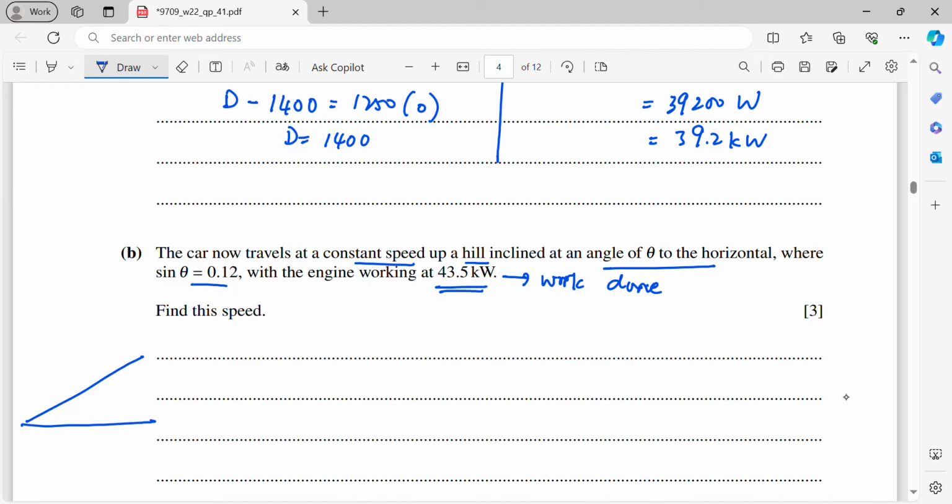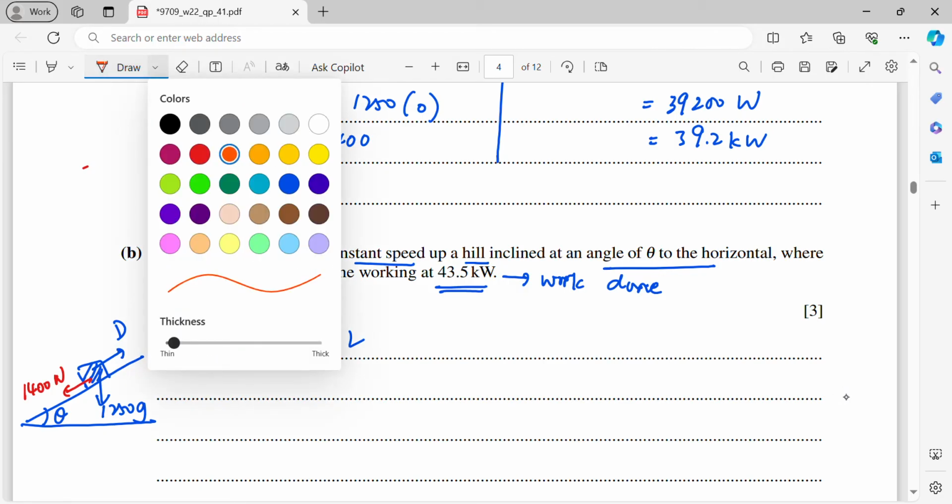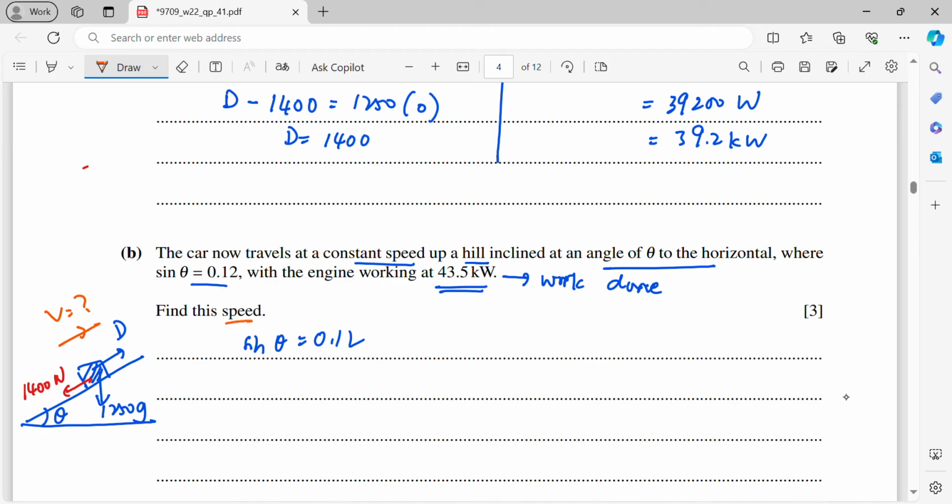Right, so this is a diagram. There's a hill here, and sine theta is 0.12. And this is the car. Remember the car has mass 1250 kilograms, so this is the weight. And here, the driving force, D. Now the resistance force remains the same, 1400 newtons. Now the question is asking for v, the speed, given the work done has been changed.